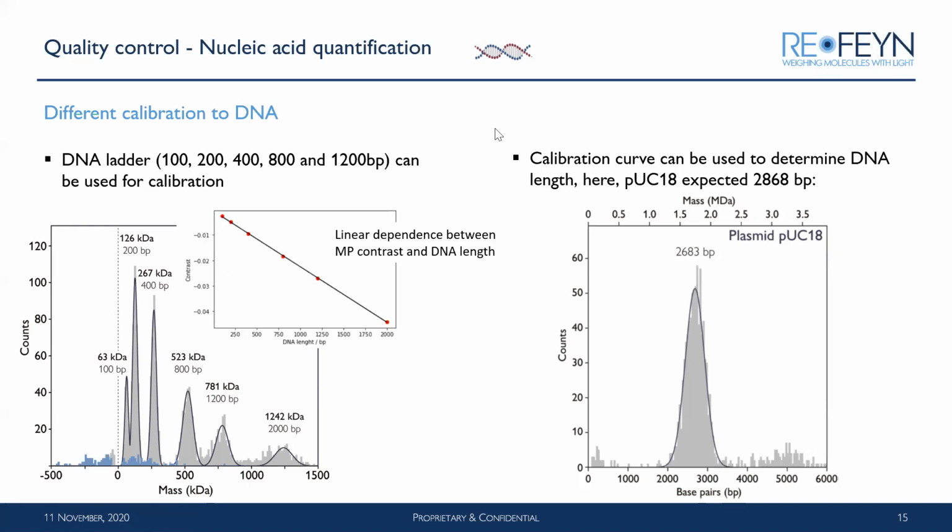Here specifically, it's a plasmid, pUC18, which is expected at 2,800, and we observed 2,600. So mass photometry can also work with DNA really nicely.